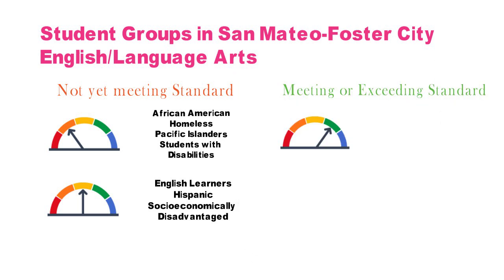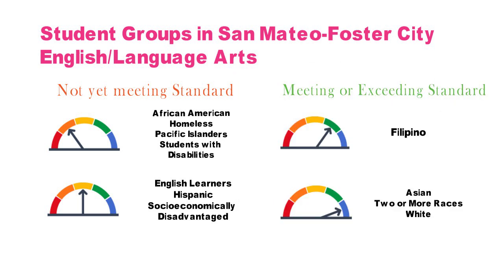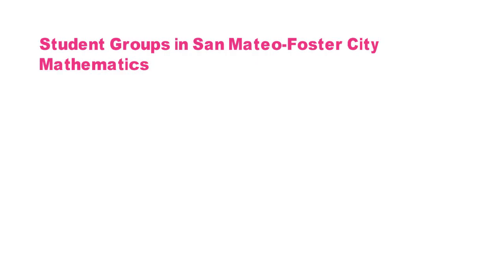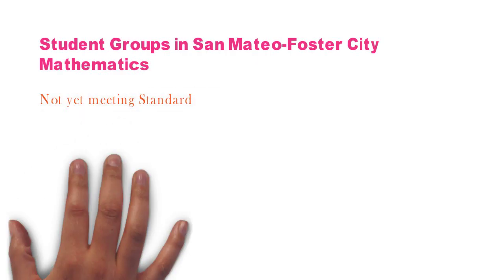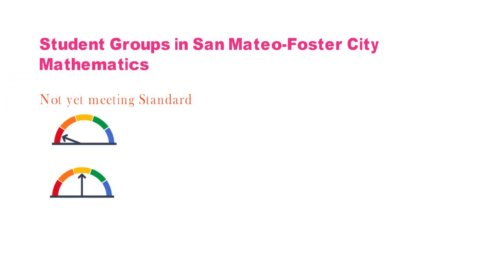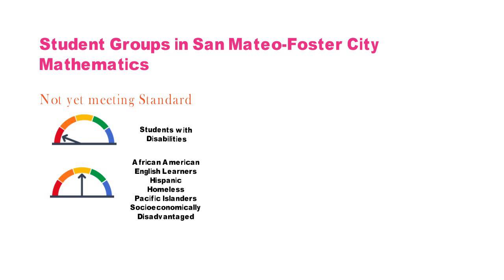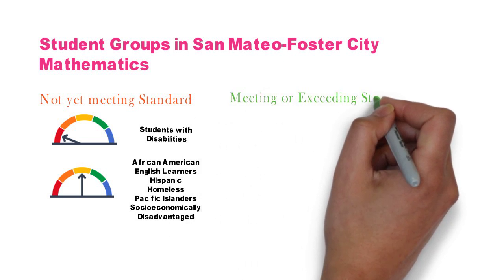4 of our student groups met or exceeded standard in English Language Arts. In math, we can see a similar pattern, with 7 student groups not yet meeting standard and 4 who are meeting or exceeding the standard.